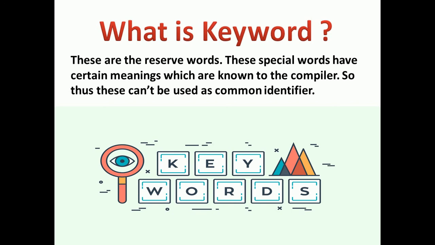Like if we are making a program of addition and we are taking int case, then that will lead to an error. Why? Because we are taking variable name as case, and since case is already a keyword, we cannot use it as a common variable or identifier name. So keywords have special meaning and they are reserved, thus we cannot use it as a common identifier.